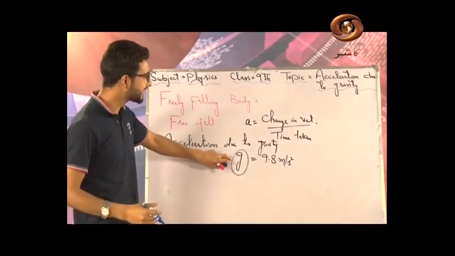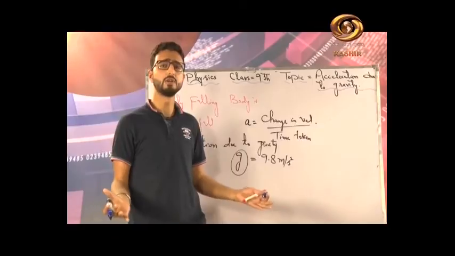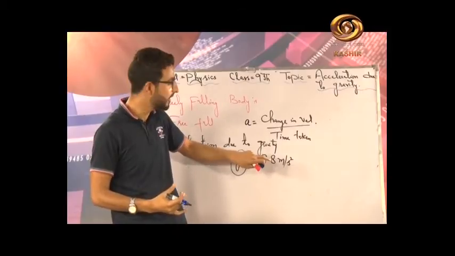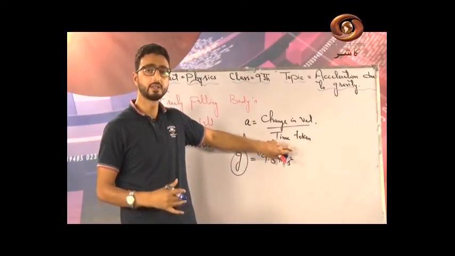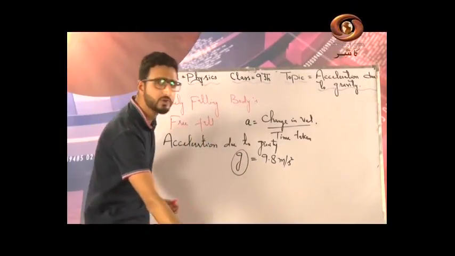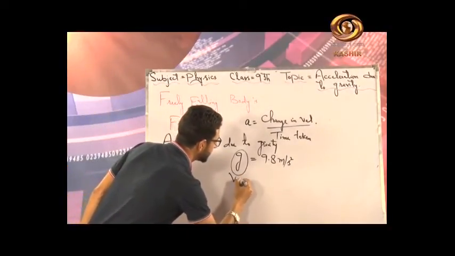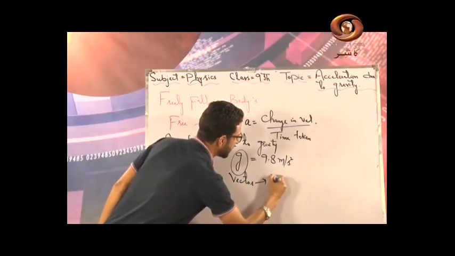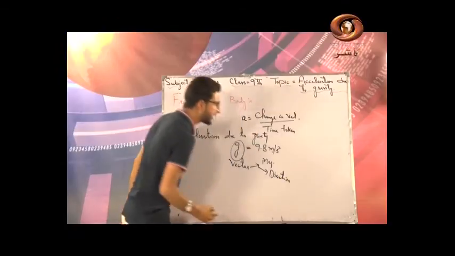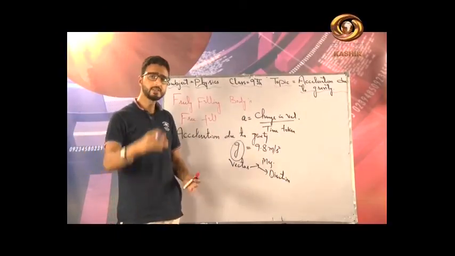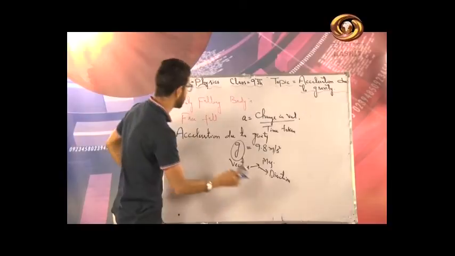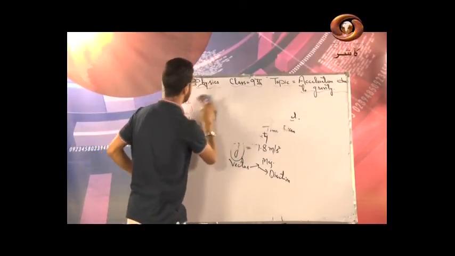Okay? And this acceleration due to gravity is a vector quantity. What do you mean by vector quantity? It possesses both magnitude, and what is its magnitude? 9.8 meter per second square on or near the surface of the Earth. And its direction is always vertically downwards towards the center of the Earth. So this g is basically a vector quantity, so it possesses both magnitude as well as direction, and the direction of this acceleration due to gravity is always vertically downwards towards the center of the Earth, right? So this was about the definition of acceleration due to gravity.